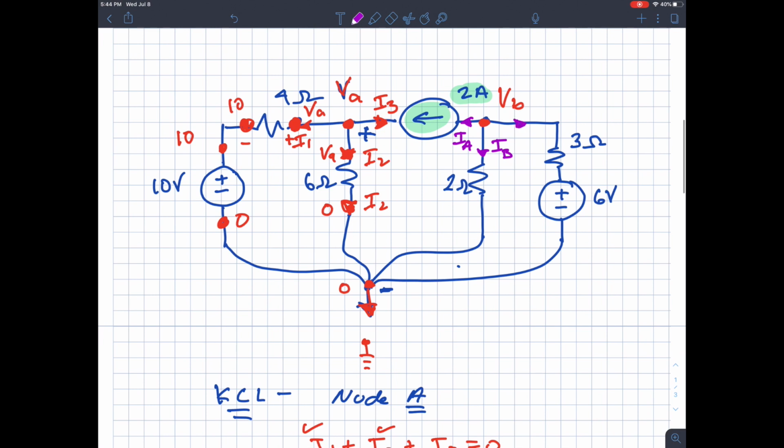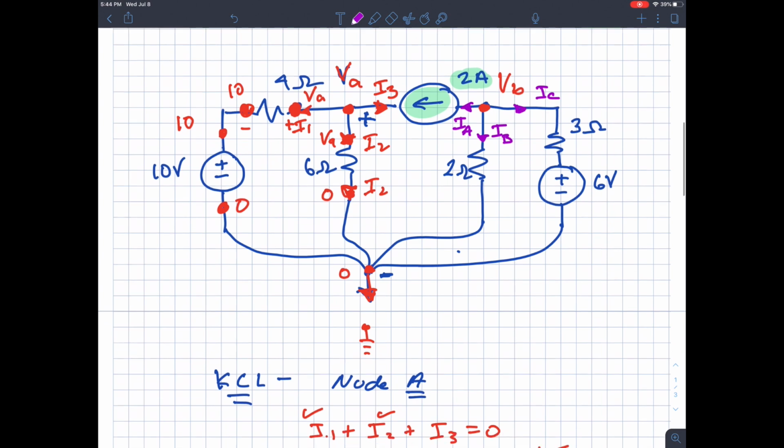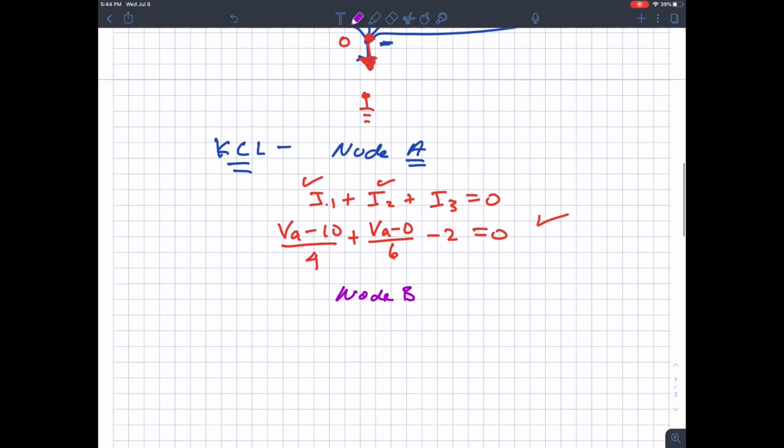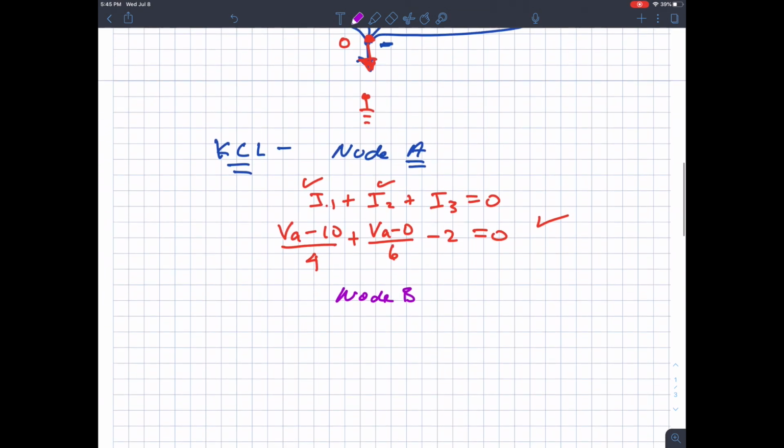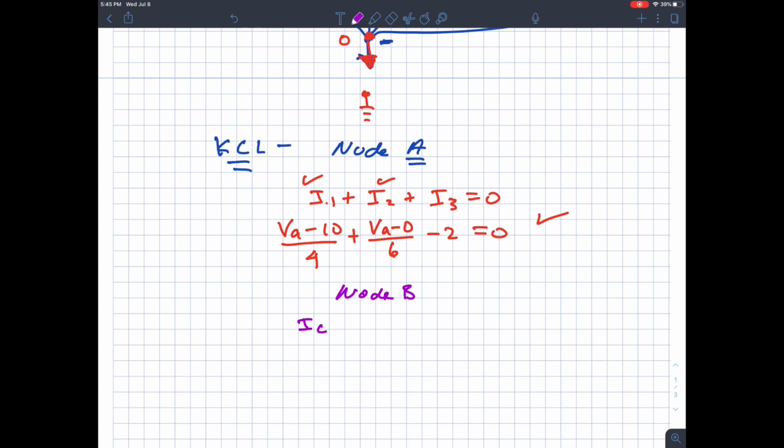You see why I want to do something different? Because I already used I1 and I2. So we label these IA, IB, and IC. What we know from KCL, it's a quiz question: what do we know from KCL? At this point, what we know is all the currents coming out of the node, IA plus IB plus IC, are equal to 0.